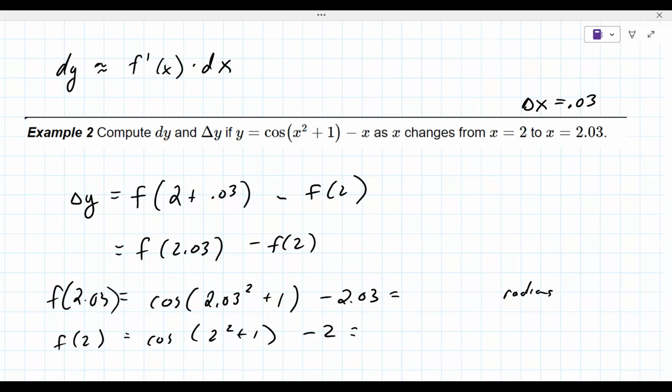It with f equals 2.03 and f of 2? Why do I have to do both?